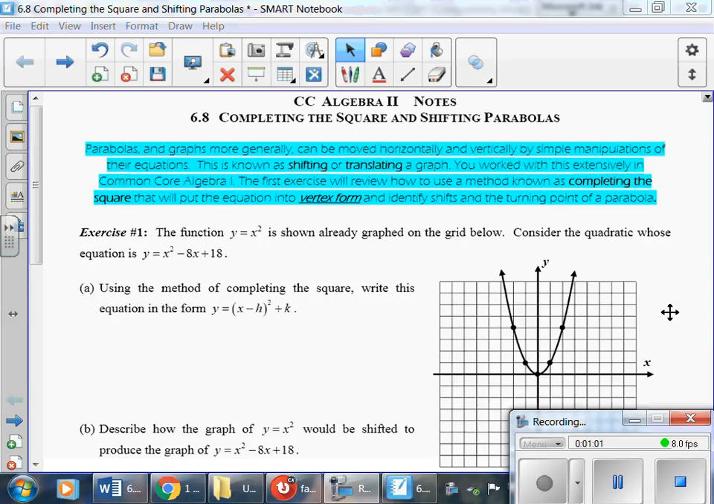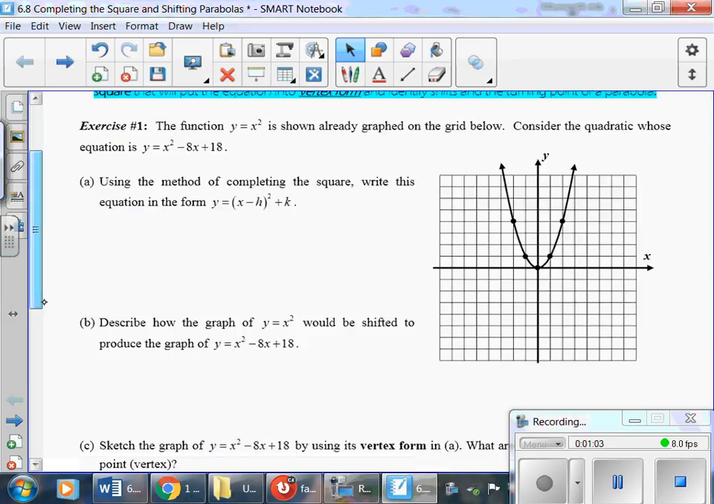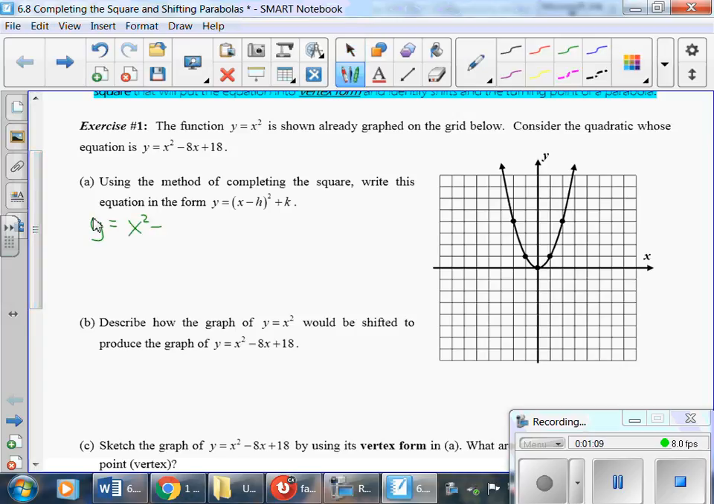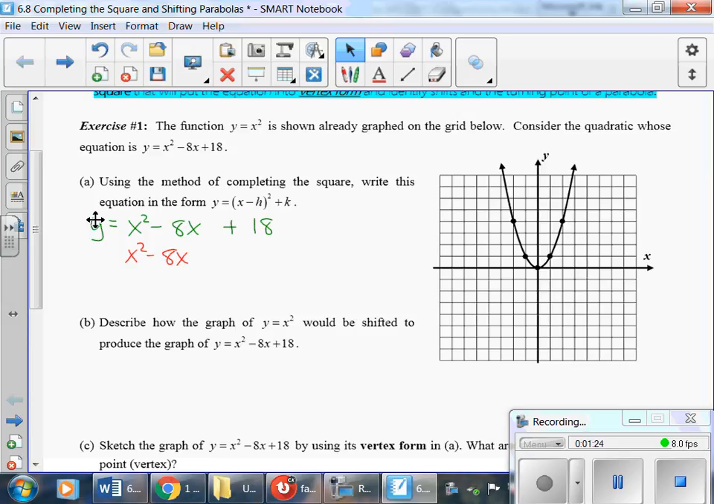So we're going to start with our equation. Let's write down y equals x squared minus 8x plus 18. Now, to complete the square, what we're considering is just this piece here, the x squared minus 8x. We're going to leave the plus 18 off to the side a little bit.